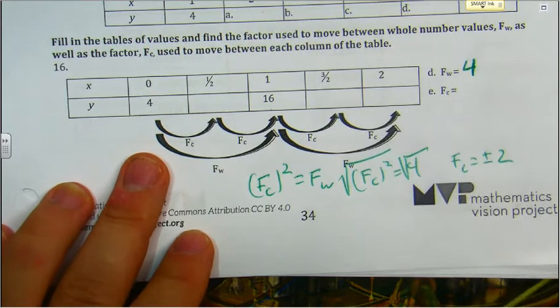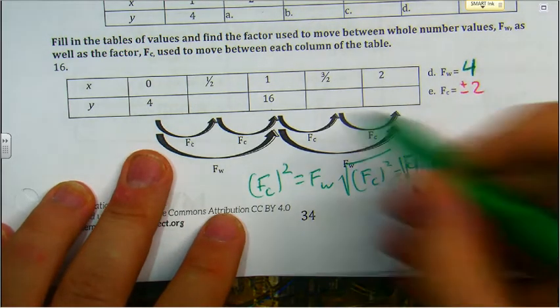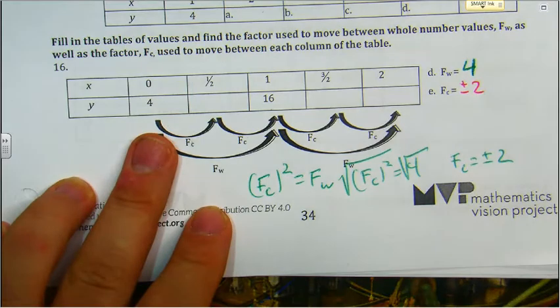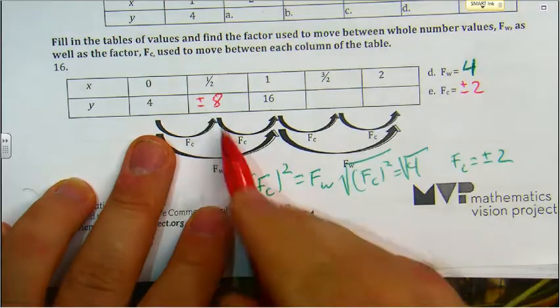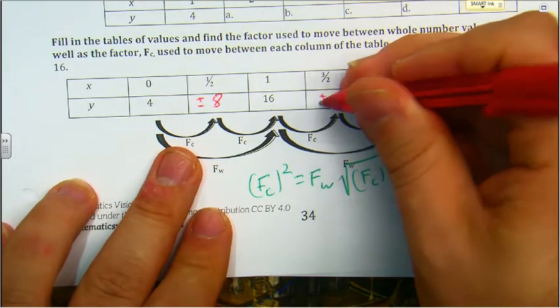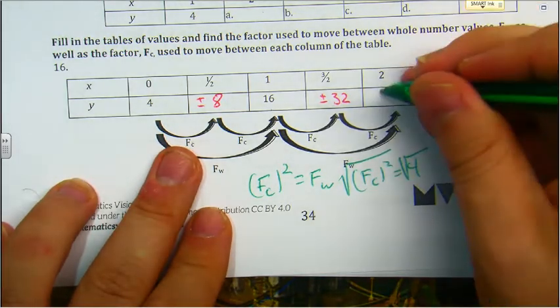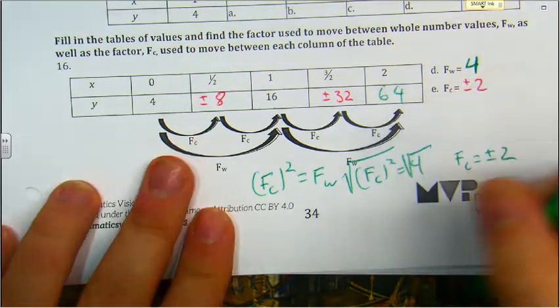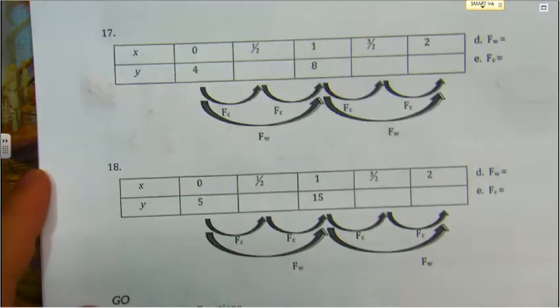So this is plus or minus 2. Because if I multiply by plus or minus 2, this becomes 8, plus or minus times plus or minus 2 would be 16, times plus or minus 2 would be 32, times plus or minus 2 would be 64, because we know 16 times 4 is 64. I'm going to do one more of these because I feel like this is one of the more challenging ones.